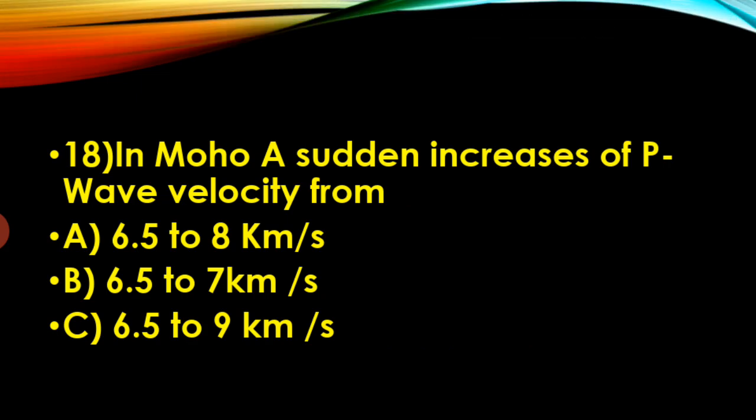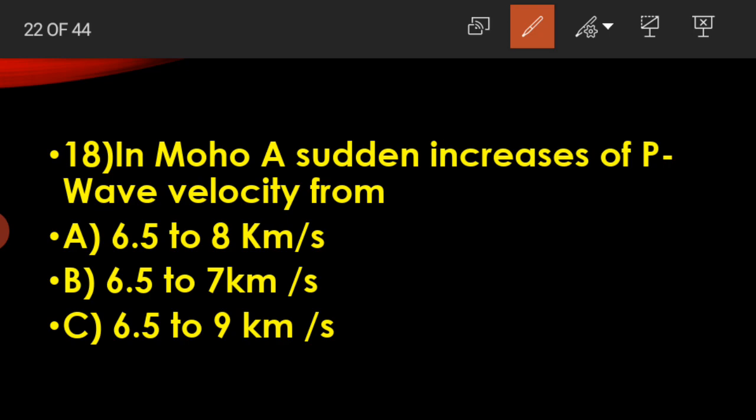Next, in Moho, a sudden increase of P-wave velocity from, see here, option A 6.5 to 8 km per second, option B 6.5 to 7 km per second, option C 6.5 to 9 km per second. Here is the correct answer. It is defined by a sudden increase of P-wave velocity from 6.5 to 8 kilometers per second. The correct answer is 6.5 to 8 kilometers per second.